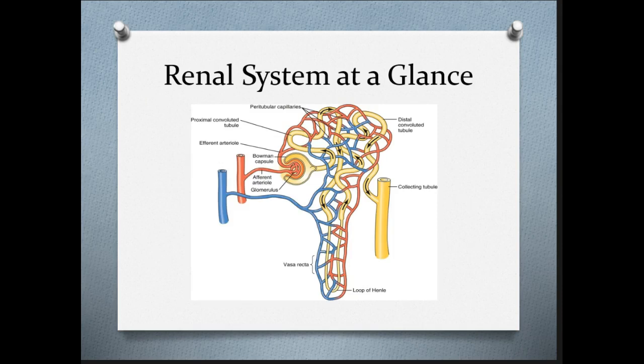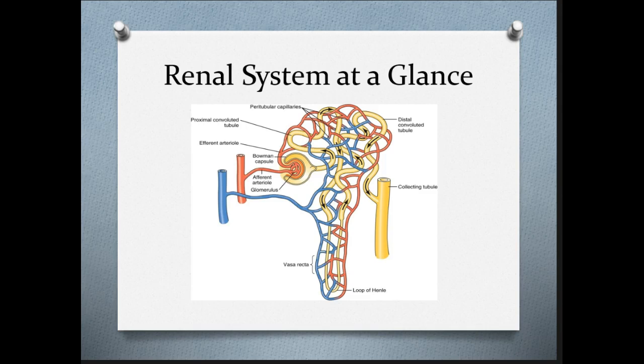The nephron is the functional unit of the kidney. Each kidney contains approximately 1 million nephrons. Each nephron is composed of the glomerulus, Bowman's capsule, and a tubular system. The tubular system consists of the proximal convoluted tubule, the loop of Henle, the distal convoluted tubule, and the collecting tubules. The glomerulus, Bowman's capsule, proximal tubule, and distal tubule are located in the cortex of the kidney.